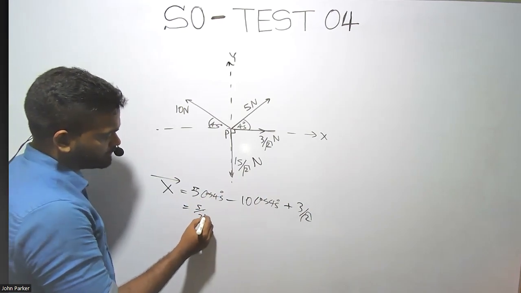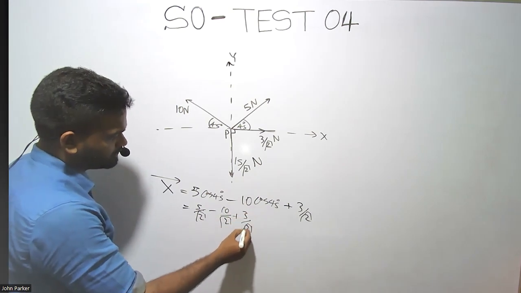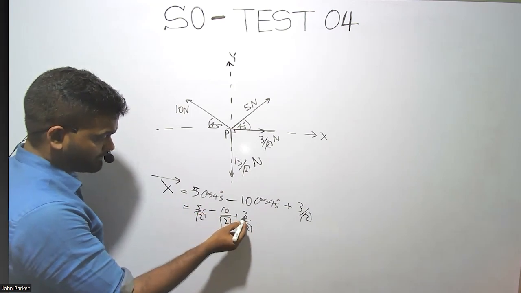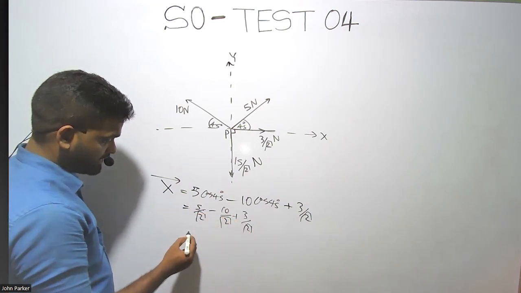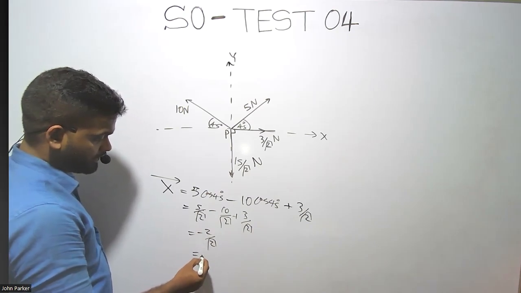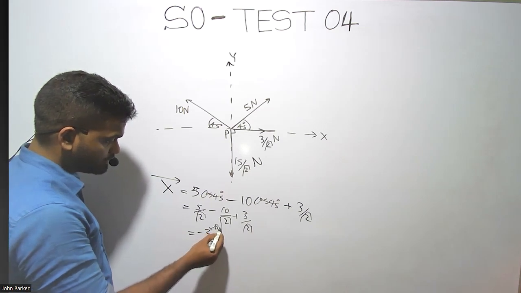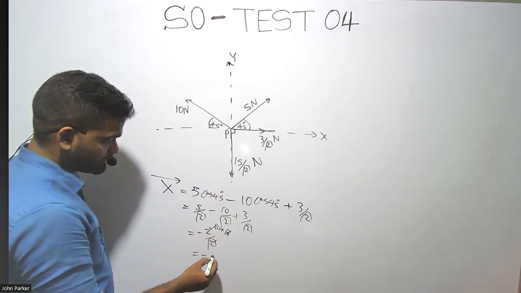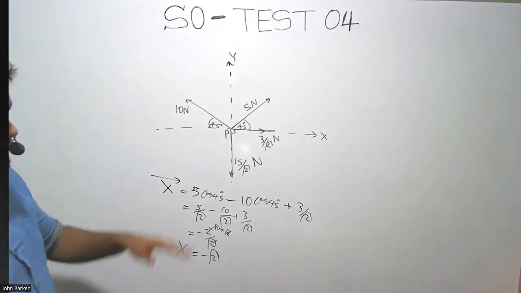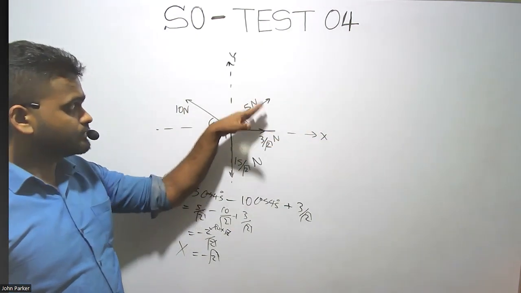So let's simplify this. Cos 45 is 1 over root 2, so 5 over root 2, minus 10 over root 2, plus 3 over root 2. So this is 5 plus 3, 8, minus 10, it is minus 2 over root 2. Okay. Then if you want, you can divide this by 2. 2 means root 2 times root 2, right? So one root 2 cancels off, you get minus root 2 as the x component. X component means I have reduced the system to this direction. Then you need to reduce the system to y direction.